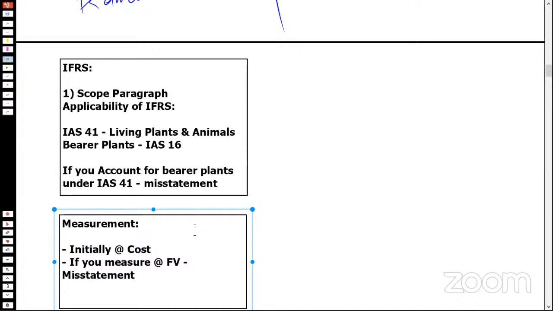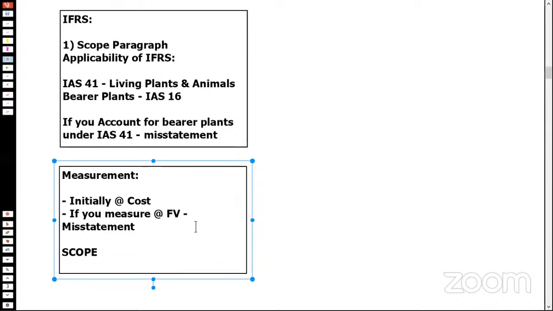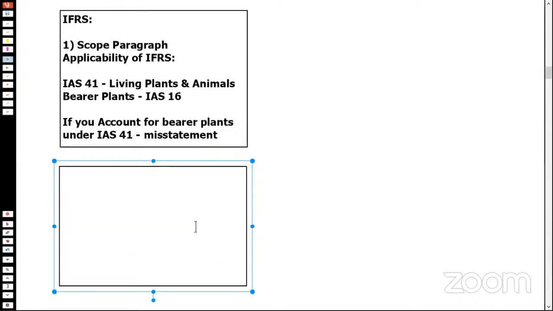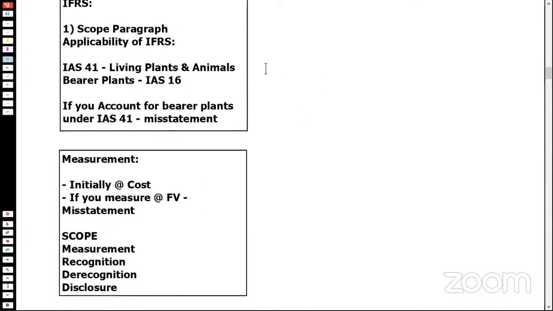So basically, every single thing of the accounting standard, whether that is the scope, the measurement requirement, the recognition requirement, the derecognition requirement, or the disclosure requirement, if there is any specific requirement of the accounting standard that is not being followed, this is ultimately going to be considered as a misstatement. I repeat, this is ultimately going to be considered as a misstatement.